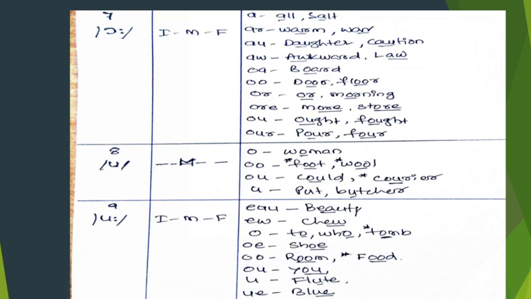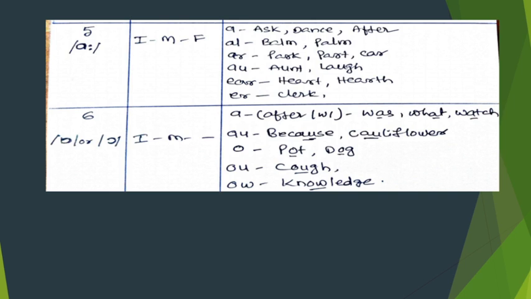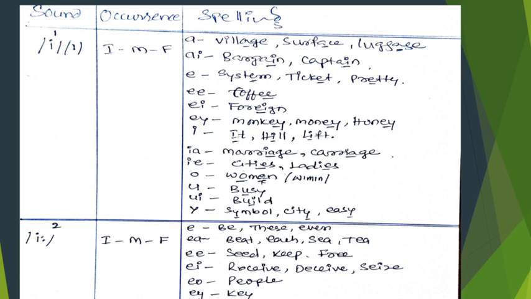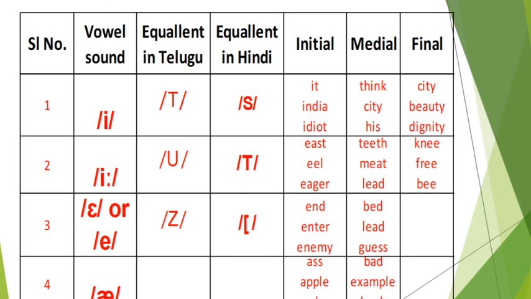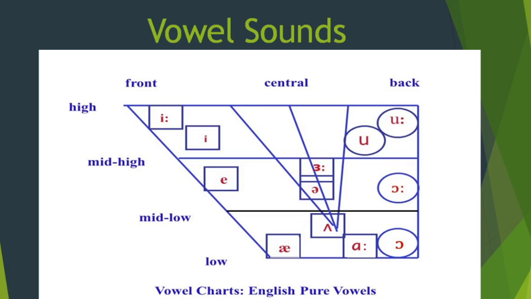Okay. So by this today we completed all the 12 pure vowels. Once again, let us recapitulate all the 12 pure vowels we discussed today with their examples and then with their spelling.